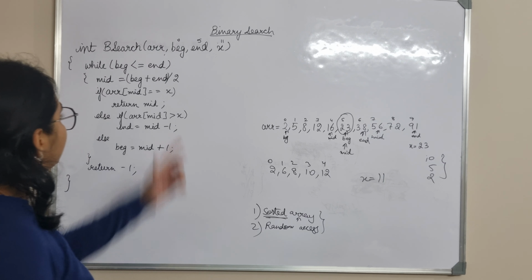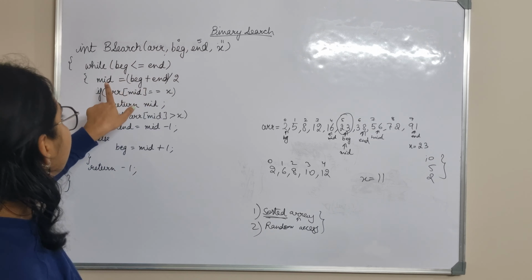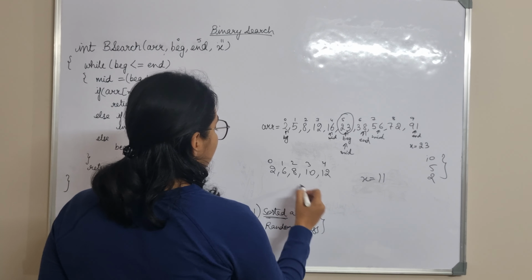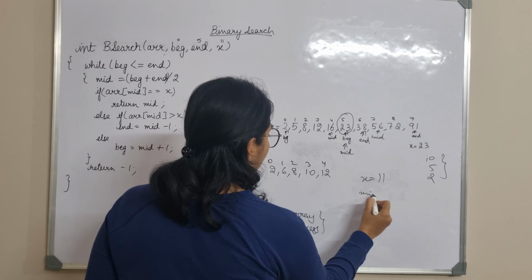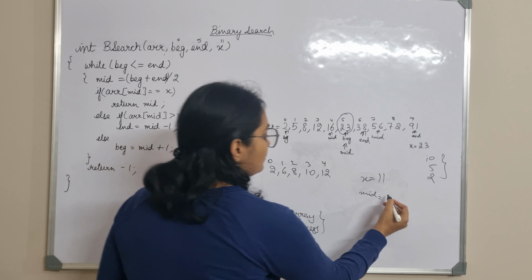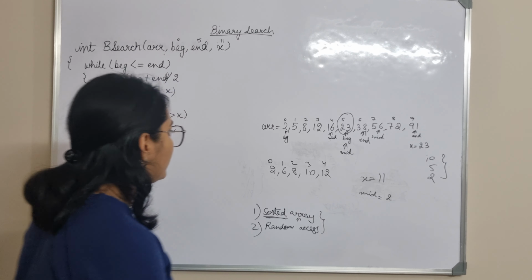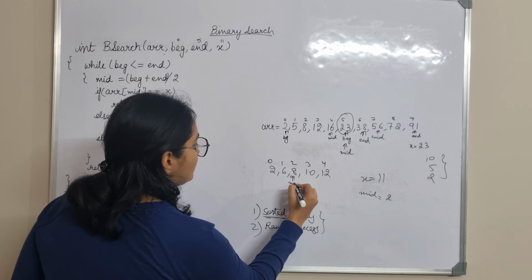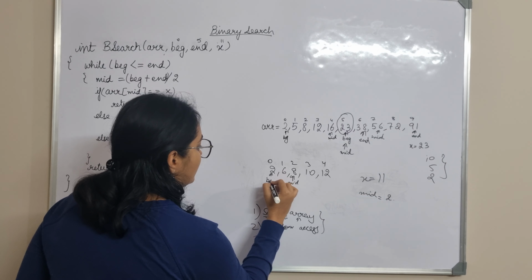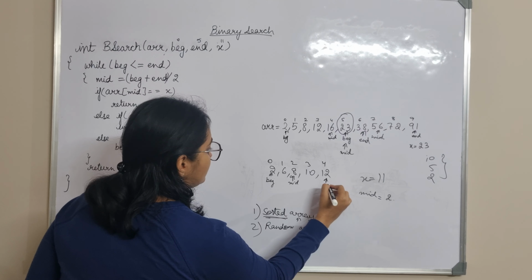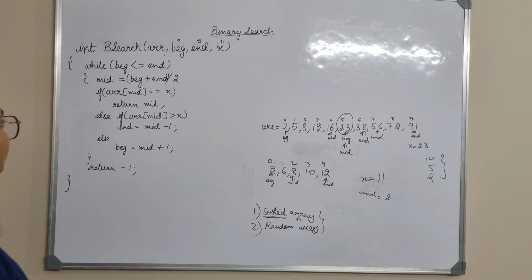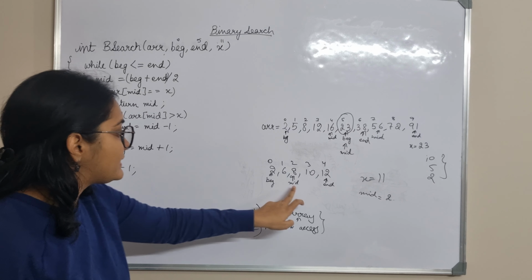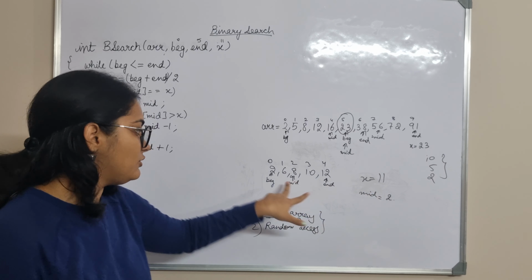Now beginning is less than or equal to end, 0 is less than or equal to 5. Mid is equal to beginning plus end by 2. 0 plus 4 by 2. So mid is equal to 2. Now mid is this, beginning is this, and end is this. Mid is 8. Now if array of mid equal to x, is 8 equal to 11? No, it's not.